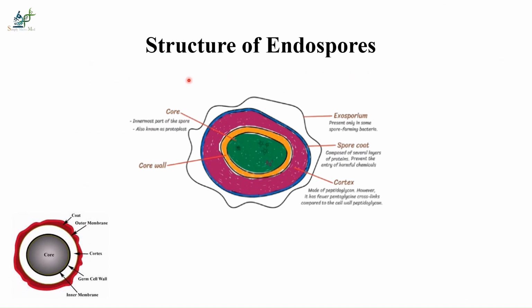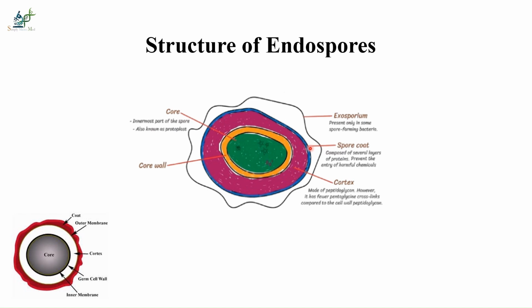Structure of endospore. Here you can see the structure of the endospore: exosporium, spore coat, next cortex, core wall or spore wall, and later inside you can see the core. The exosporium is made up of lipoprotein, and not all spore-bearing organisms have this exosporium; some spore-bearing organisms possess it. Inner to the exosporium, you can see the spore coat. The spore coat is made up of keratin-like proteins, and it is impermeable. That means this spore coat protects the spore from harmful chemicals.